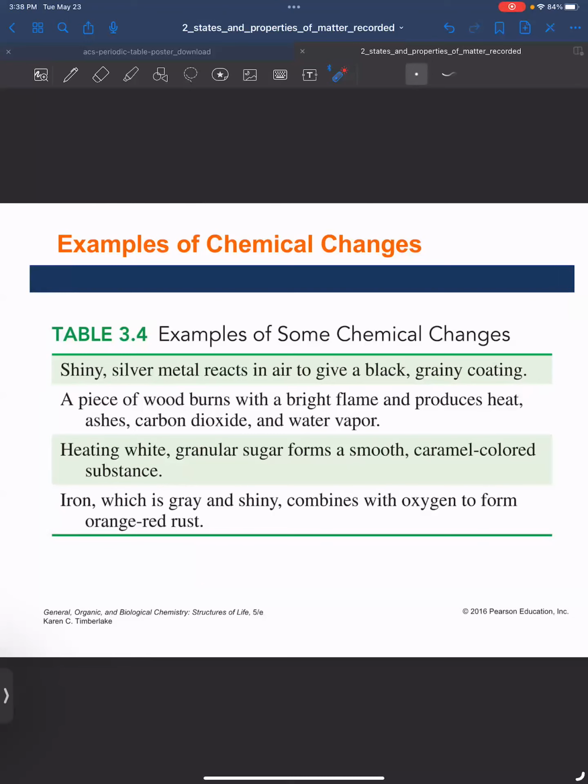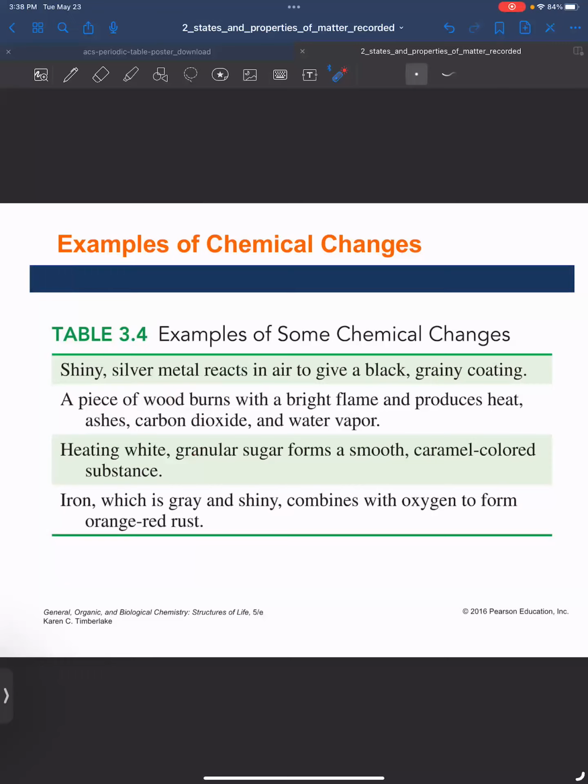If you ever like to go camping and you make a fire to cook your food, a piece of wood burns with a bright flame and produces the heat to help cook our food and keep us warm. It also produces ashes, carbon dioxide, and water vapor. We will learn later on that this reaction is a combustion reaction, and it is a chemical change taking place. That wood is changed into carbon dioxide, water, and ashes.